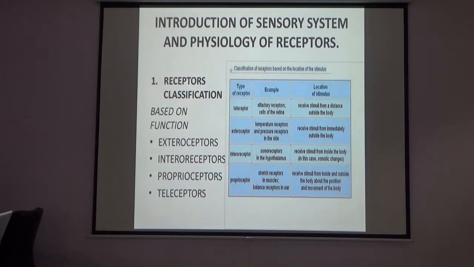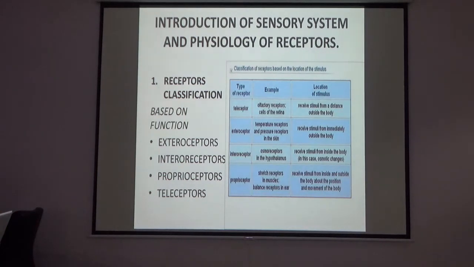Third is proprioceptors. Proprioceptors are the receptors which provide information about the position of the body in space at any given time. Examples are stretch receptors in muscles and balance receptors in ear. The sense of position is called kinesthesia, which we have already seen when we were talking about introduction of sensory system.